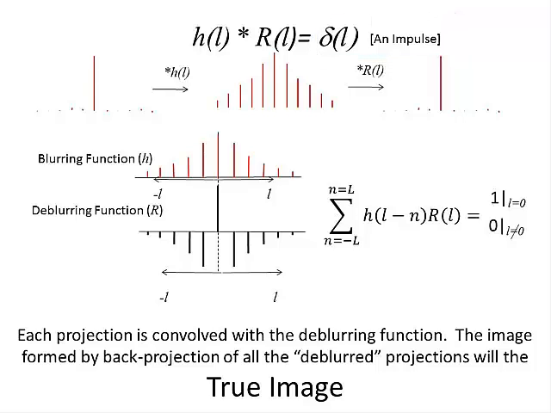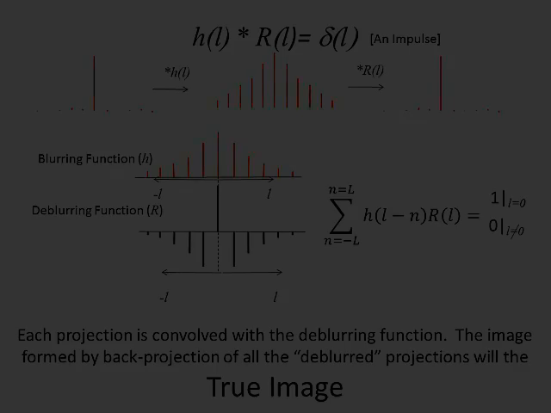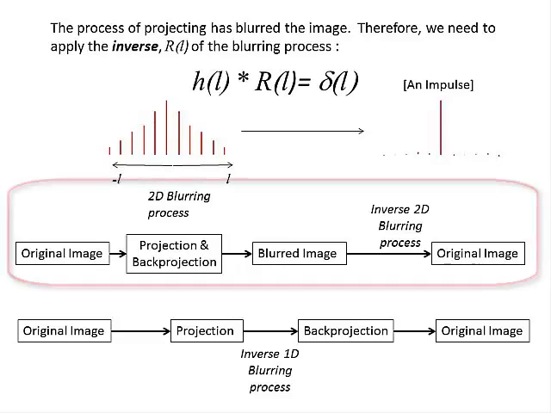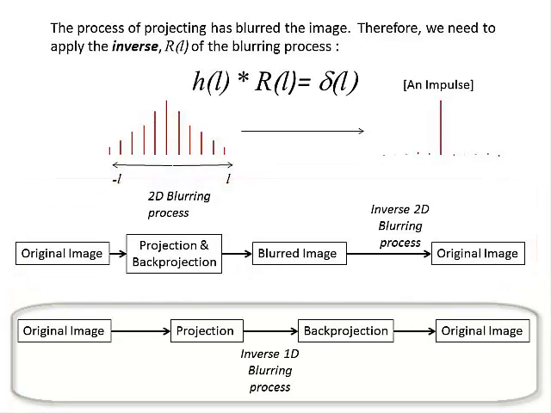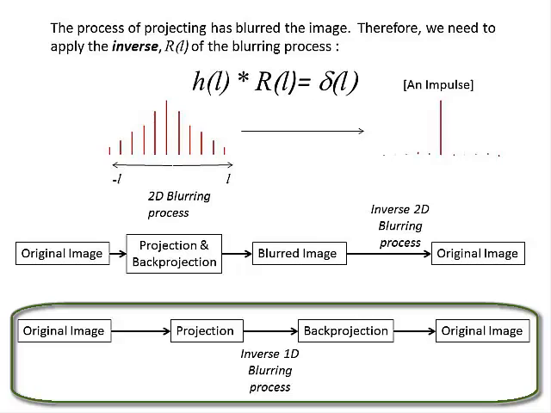The deblurring function will tend to be negative where the blurring function is positive, and must be constrained so that its convolution with the blurring function has an output that is 1 at L equals 0 and 0 everywhere else. Thus, we can either use a two-dimensional deblurring process, which is unsatisfactory for a number of reasons, or we can apply a one-dimensional deblurring process to the individual projections and simply combine them to get the unblurred image.